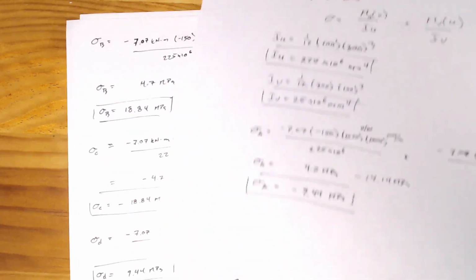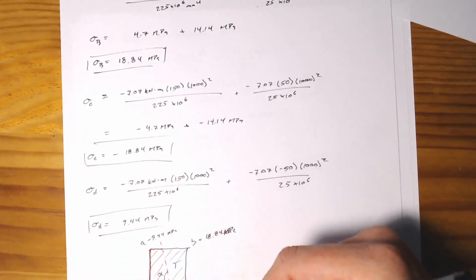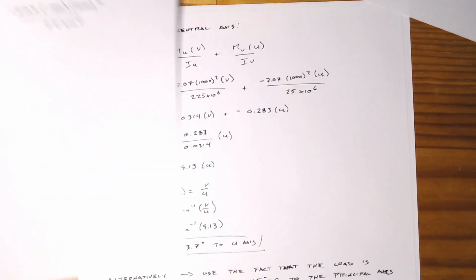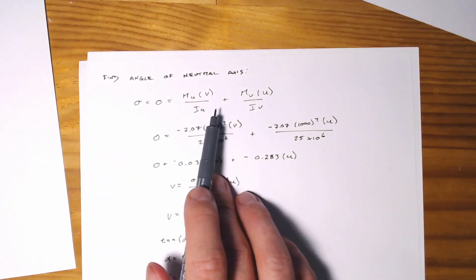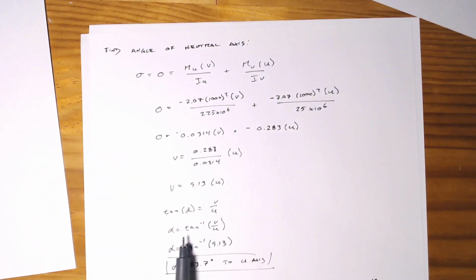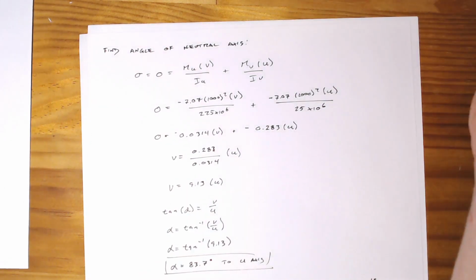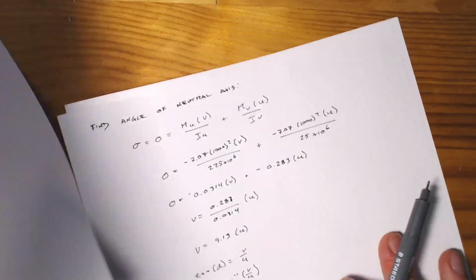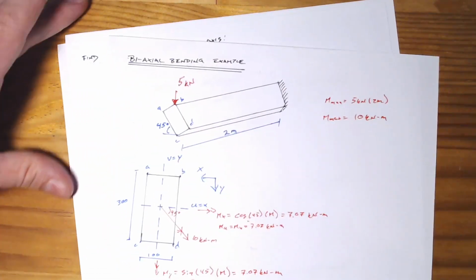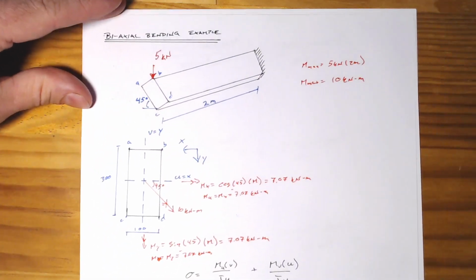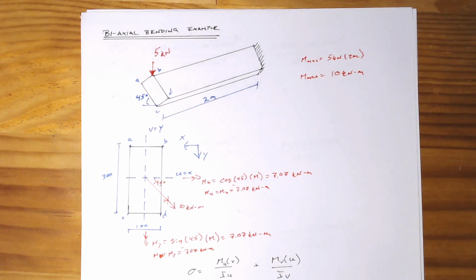And again, the last trick in terms of finding the angle of the neutral axis is just working out when your bending stress is equal to 0, and it's just the angle that that line makes. So with that, we're going to wrap up there, and I hope you found this a helpful and pretty straightforward example on how to apply biaxial bending stress.